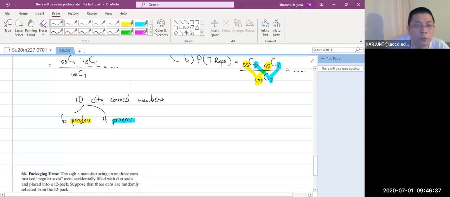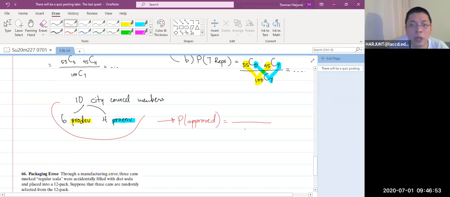Now, if you have this kind of configuration in that city council, what is the probability your proposal to build a mall is approved? Then that will be, let's say of these 10 people, only 3 here and 3 here will vote. So it will be 6 choose 3 times 4 choose 3 over 10 choose 6, like that.